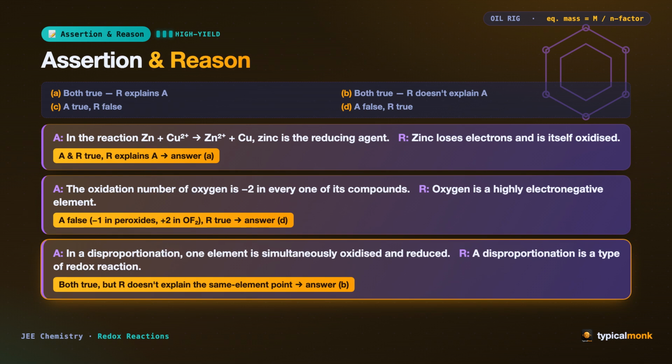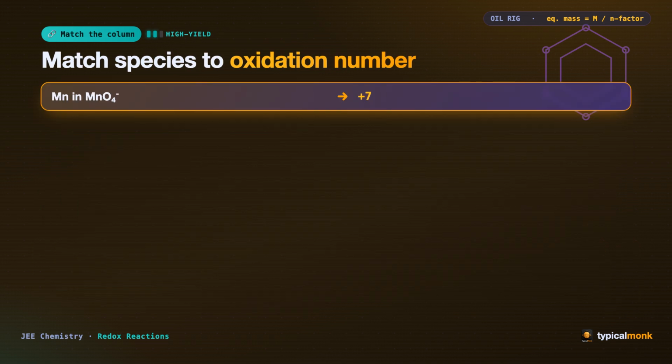Third pair. Assertion, in a disproportionation, one element is simultaneously oxidized and reduced. Reason, a disproportionation is a type of redox reaction. Both are true, but merely being a redox reaction does not explain the same element point. So the reason does not explain the assertion. The answer is B.